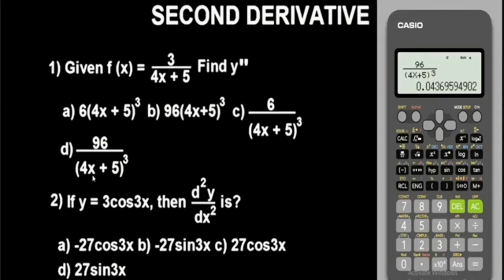0.043 exactly. So the correct option is option D. It's as simple as this, guys. So hope you are following what I'm teaching or explaining in this video. Let's go ahead and solve question 2.